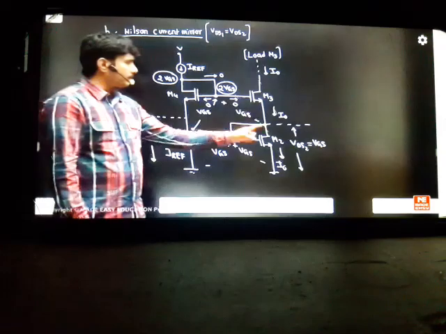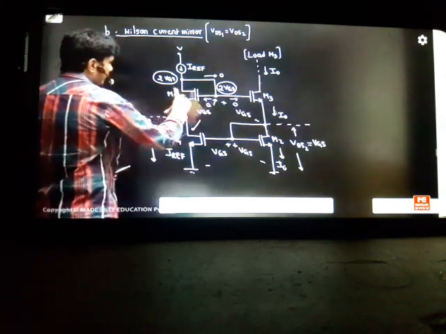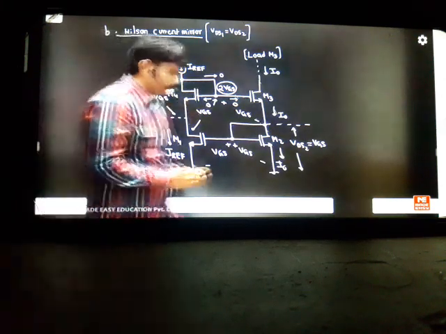This is VGS plus VGS is 2 VGS, here also 2 VGS. As you short it here, this drop and this drop are the same. This drop should come here. So it will become VGS from this point to this point. Gate to source voltage should be equal to drain to source voltage.